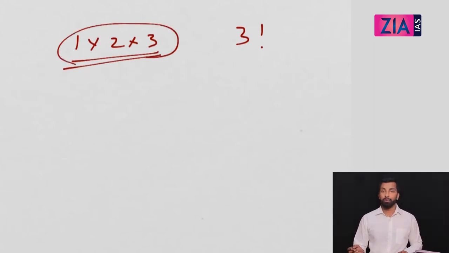And then what are the possible questions from factorials that we have discussed? What is the highest power of a number in a factorial? That is one question. Then we have discussed the number of zeros in a factorial. Then we have discussed the number of factors of a factorial.